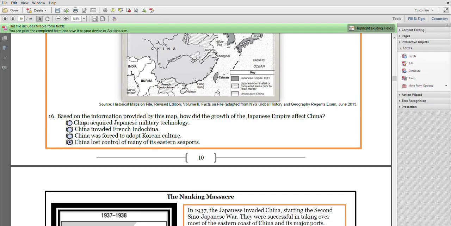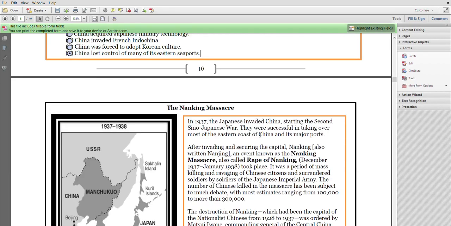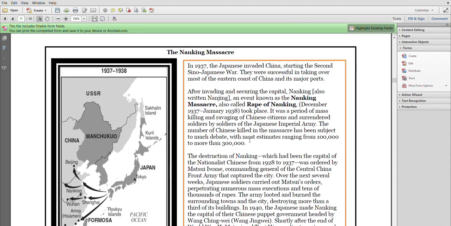16. Based on the information provided by this map, how did the growth of the Japanese Empire affect China? I'm going to choose between these answers. I know one of the bubbles is already clicked, but just leave the bubble on the answer that you think is right, okay? This is not necessarily the right answer, number 4 here, so don't click on that one just because you think it is. Page 11, the Nanking Massacre.